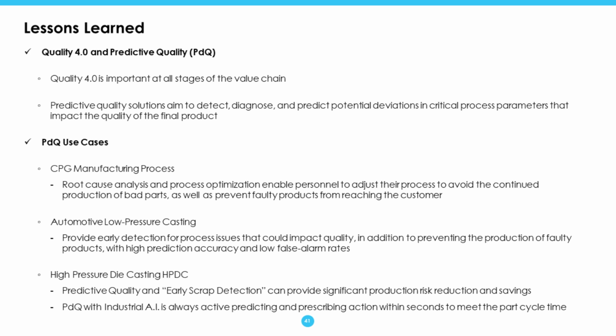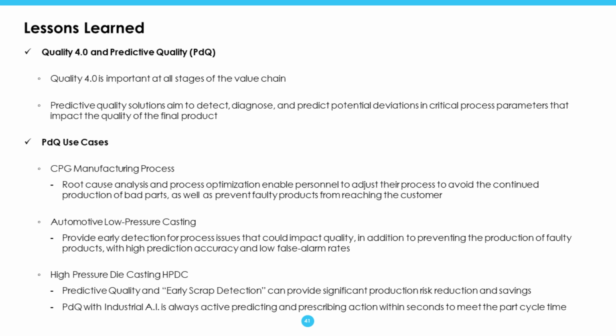The first one is from a CPG manufacturer, where you have seen how personnel can actually interact and adjust the process in order to maximize efficiency and optimize the line. You've looked at a low-pressure casting success story here with high prediction accuracy, low false alarm rates, where you're catching issues on a line that makes wheels, steel wheels, I believe, or aluminum wheels, with very fast cycle times, and you need to catch that wheel before it goes on a truck, right? It's a safety critical piece of equipment that you're producing.